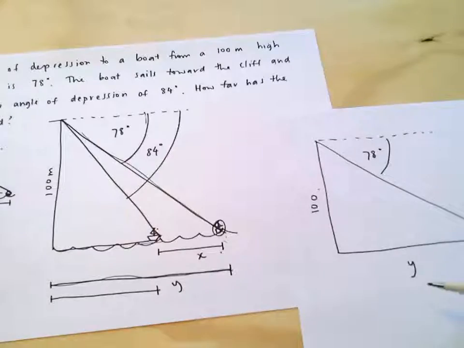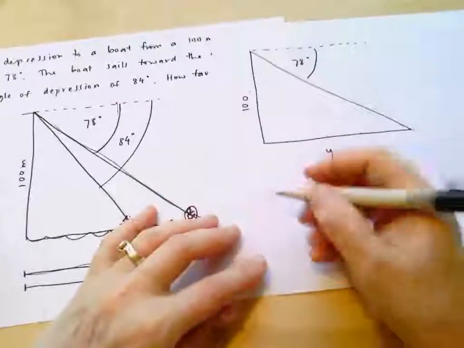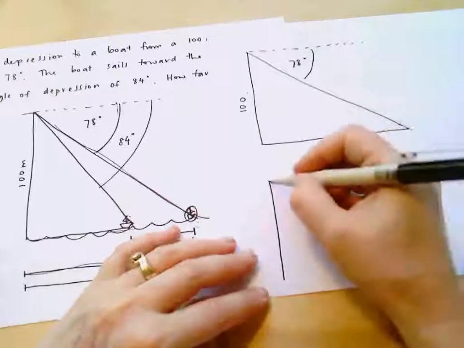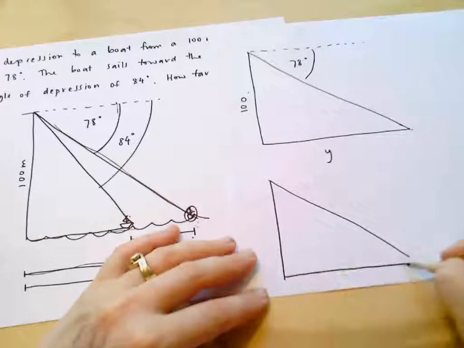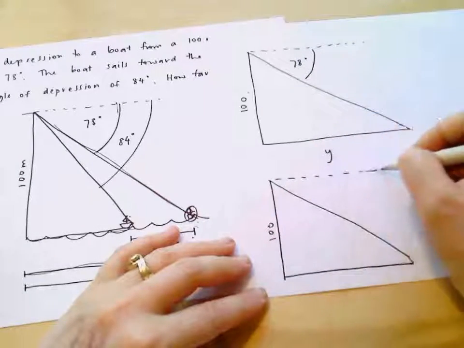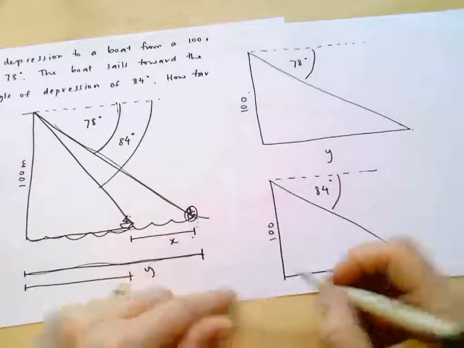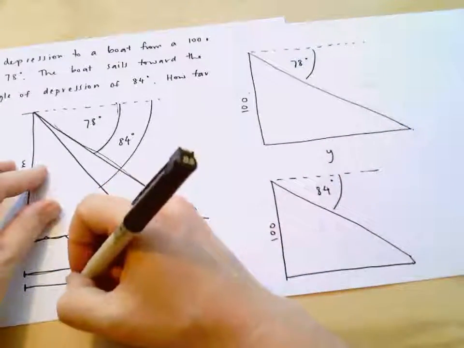And then I know I've got this other little triangle, so this smaller one that I'm trying to do things for. So my smaller triangle looks like this. Not quite as big. I know it's still a 100 metre cliff. I know that this time my angle is 84 degrees. And I know that I'm trying to work out this shorter distance, let's call it Z.